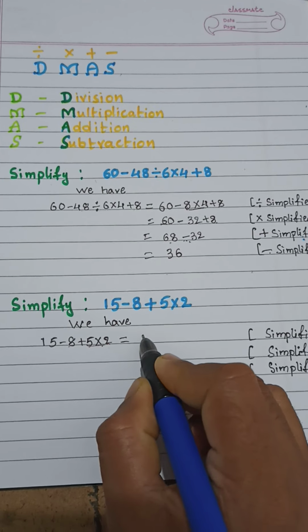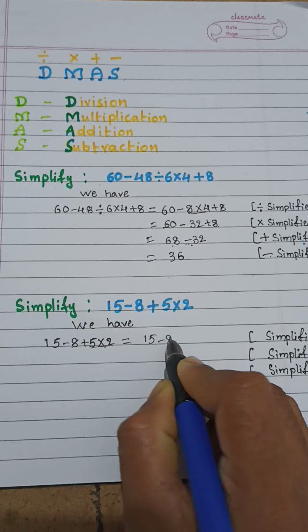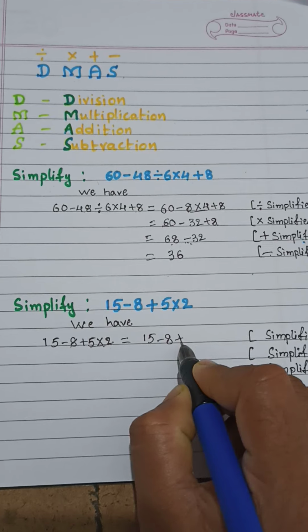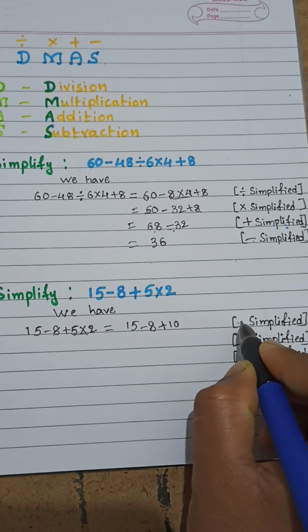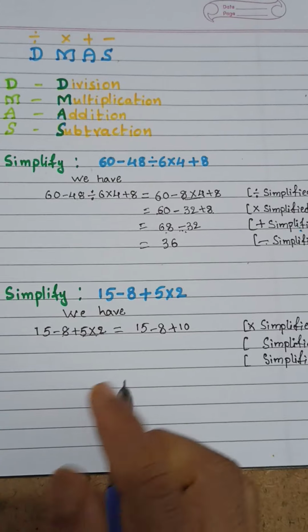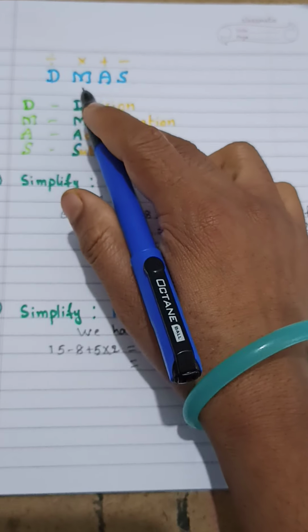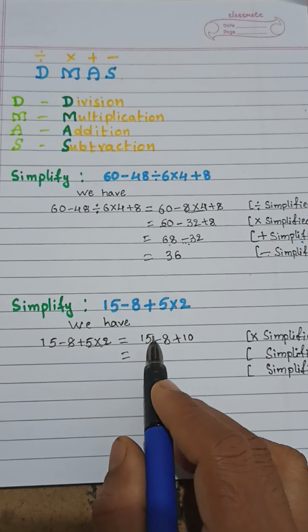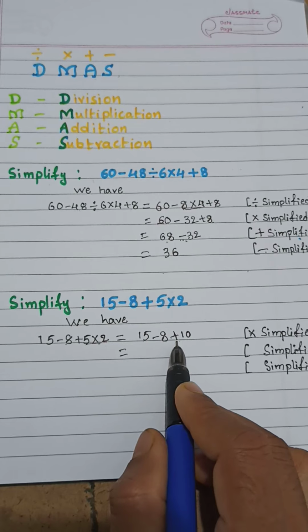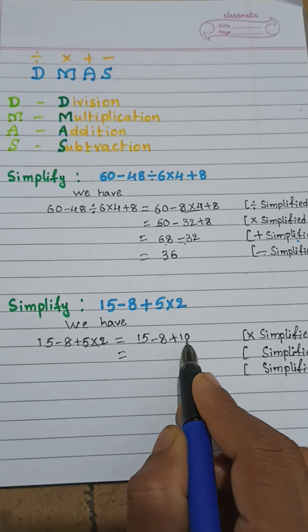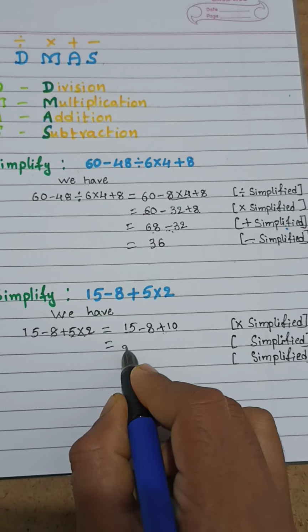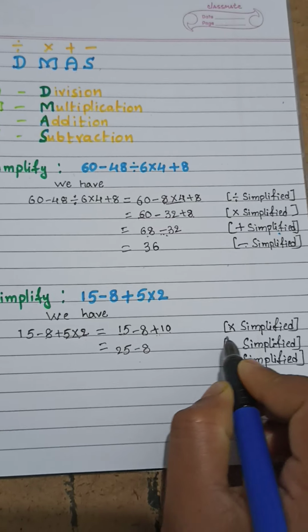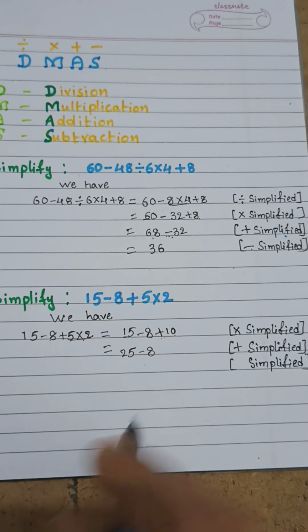Remaining numbers write as it is. 15 minus 8 plus 5 twos are 10. In this step we have done multiplication. Next, A. In order, A is there. It means addition. In this expression, is there addition? Yes, it is there. Now add the numbers. 15 plus 10 is 25. Next write as it is. In this step, we have done addition.